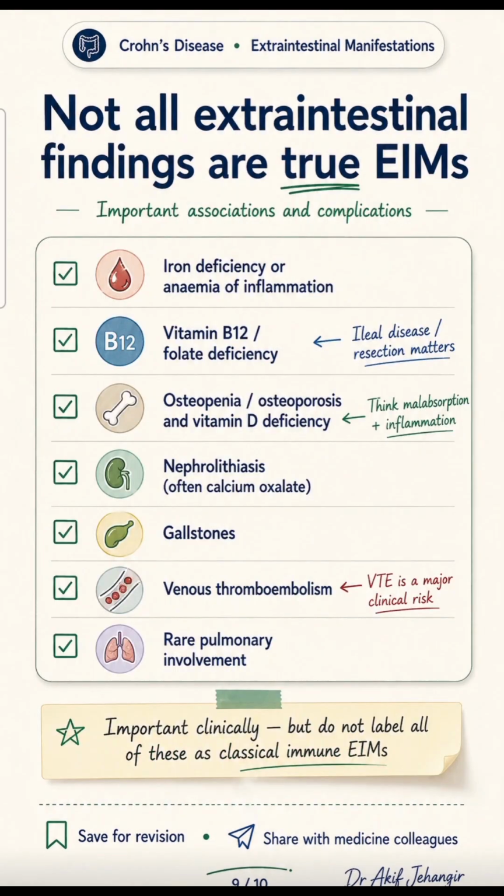Not all extraintestinal problems are classical immune manifestations. Crohn's disease can also be associated with iron deficiency, anemia of inflammation, vitamin B12 or folate deficiency, vitamin D deficiency, osteoporosis, renal stones, gallstones, venous thromboembolism, and rarely pulmonary involvement. These are clinically important, but they should be classified correctly.